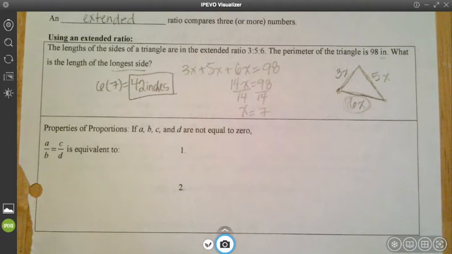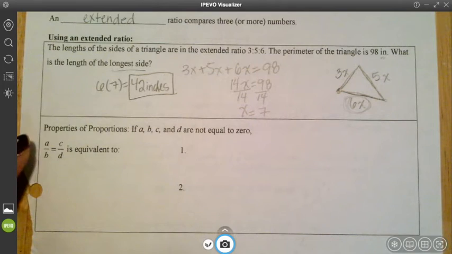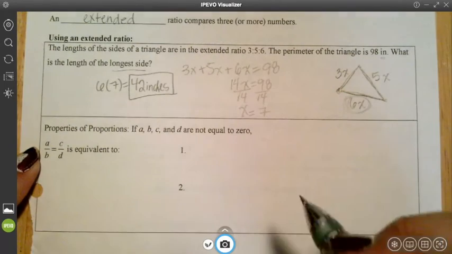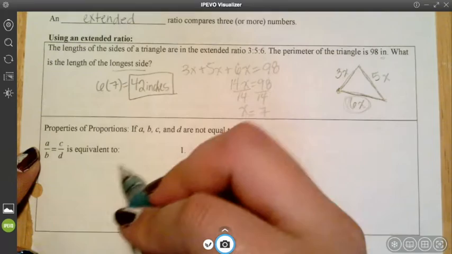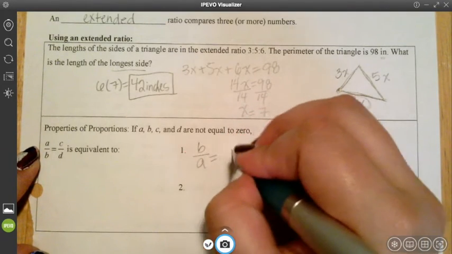This is a property, so this isn't an example per se, but this is something that happens for all proportions. There's multiple ways that we can write this. So if I'm looking at a proportion a over b equals c over d, what that tells me is that a is related to b, but a is also related to c. So a couple ways that we can write this, not to solve for it, but just rewrite it. We can flip or reciprocate each of these fractions. We can say that b over a equals d over c.